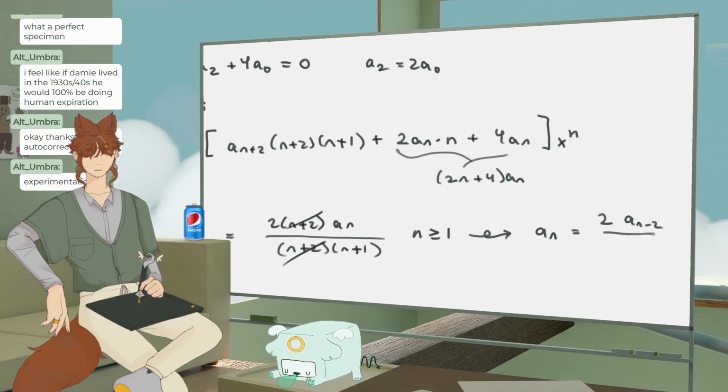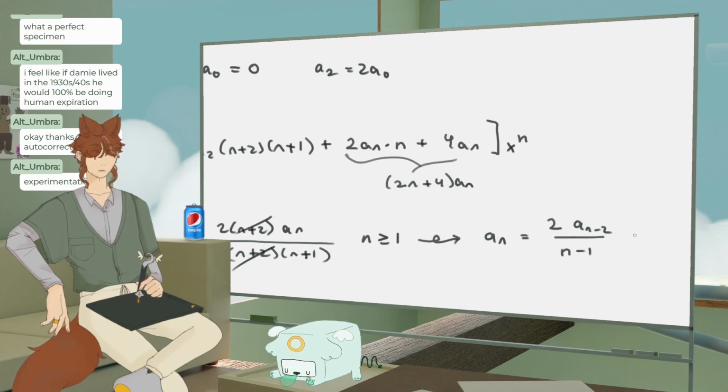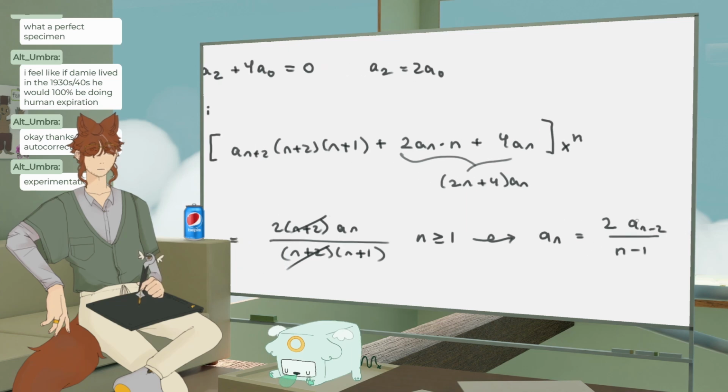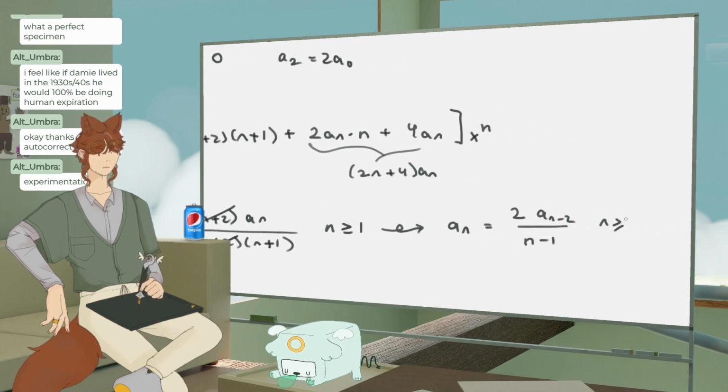Okay, n minus 2. So then we have n minus 2 plus 1, so n minus 1. And that's for n greater than or equal to, so we're going down 2, so n greater than or equal to 3.